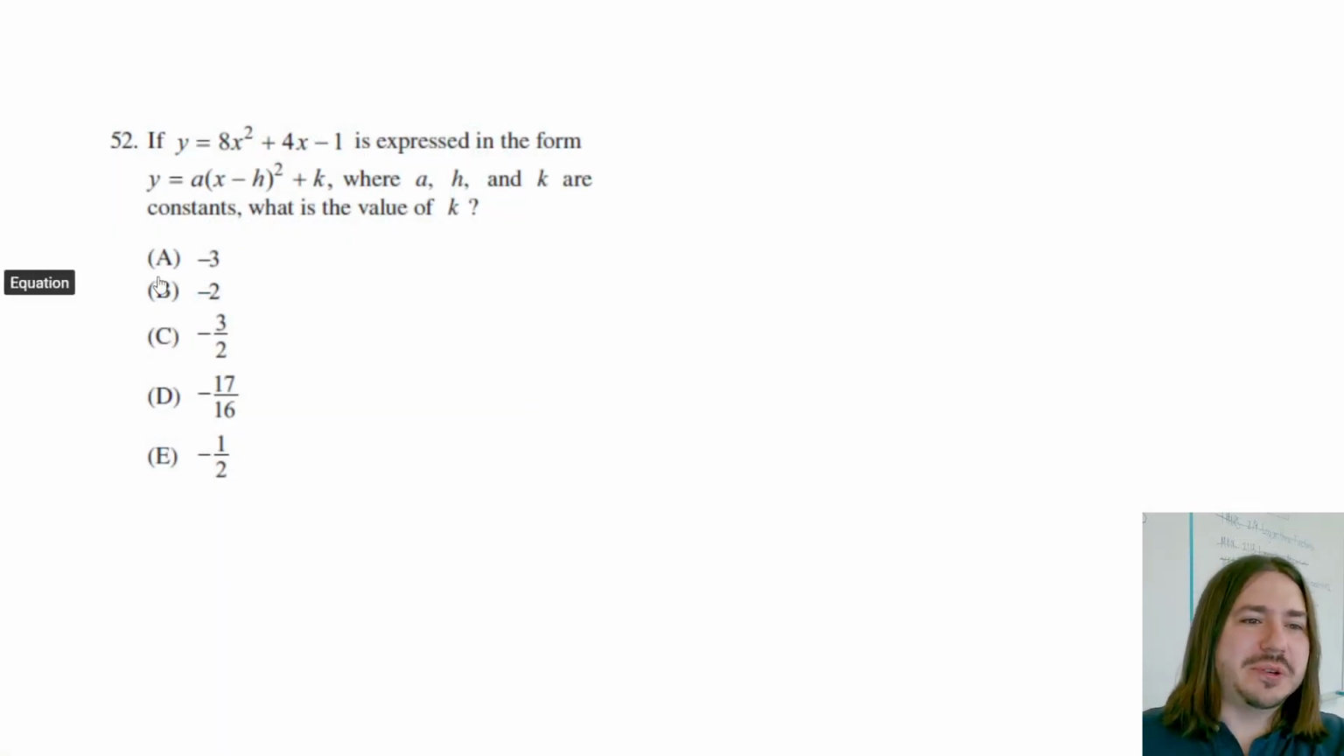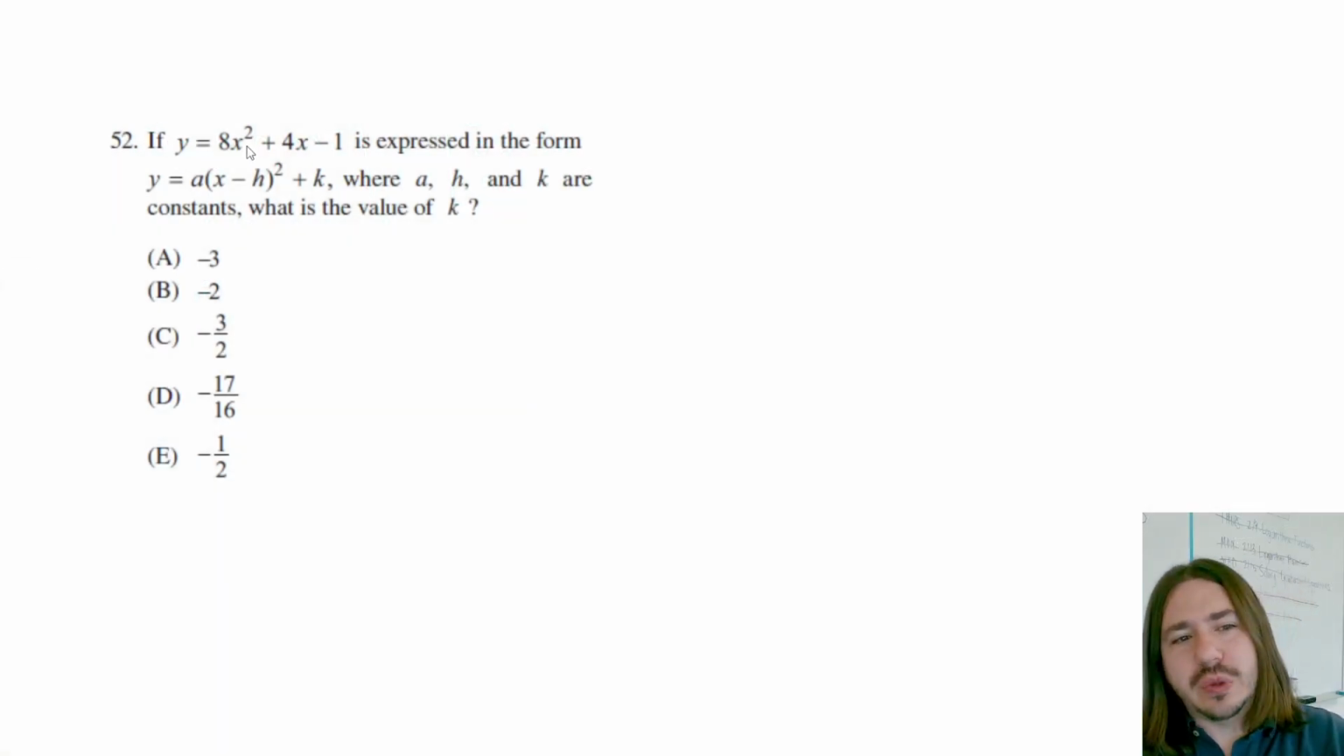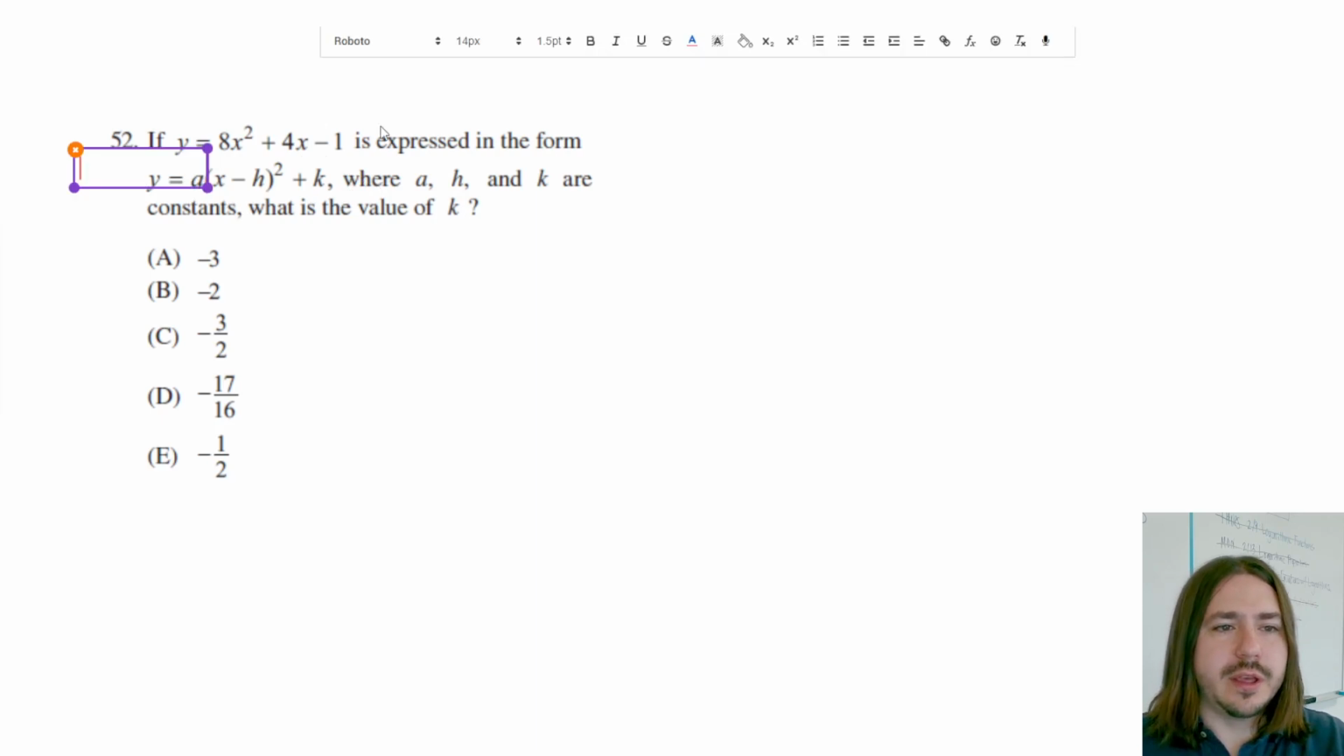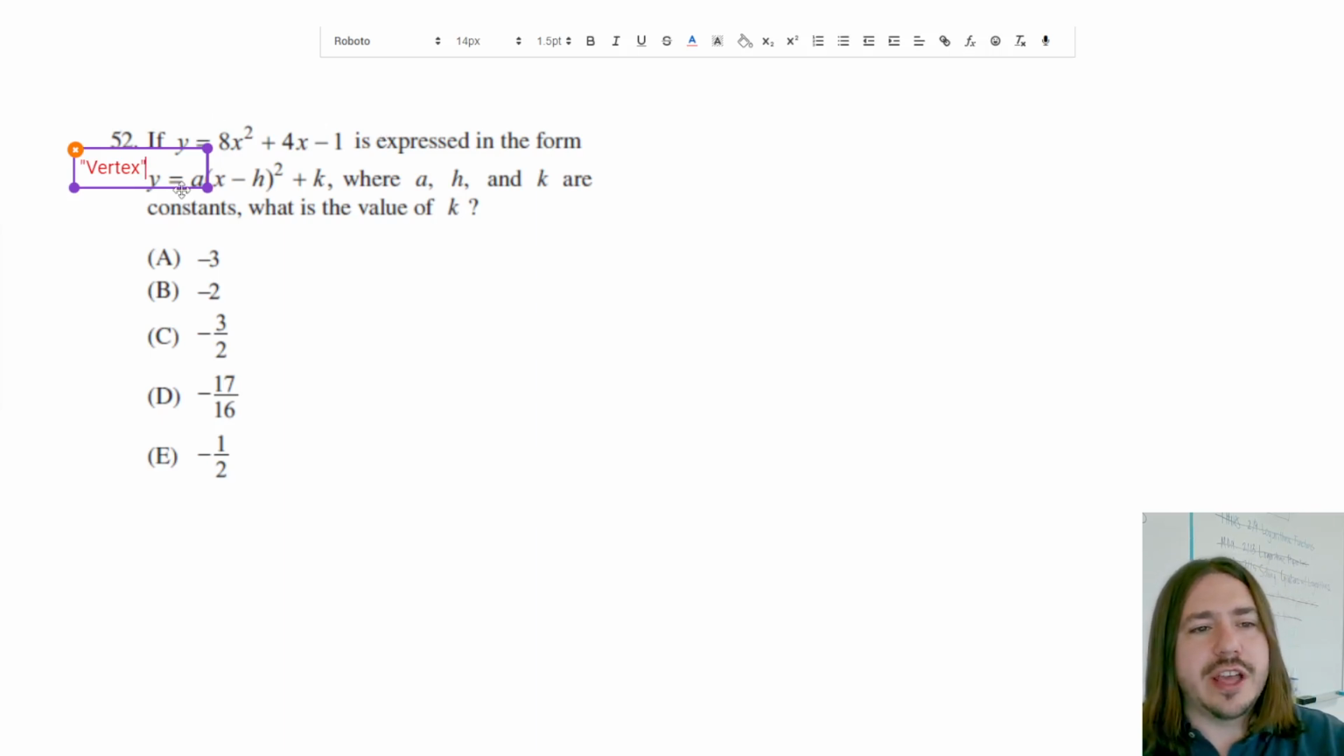Hey y'all, welcome back. Number 52. It says if y equals 8x squared plus 4x minus 1 is expressed in this form, this is actually called vertex form, where (h, k) is the vertex, where a, h, and k are constants. What's the value of k?